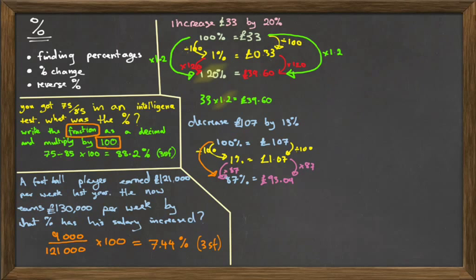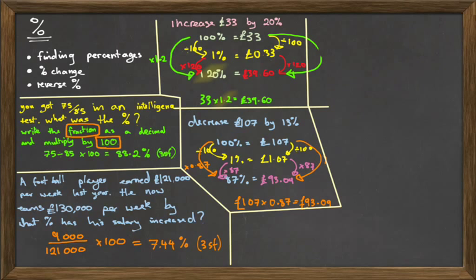Okay, that's the method that I'm suggesting. Find 1%, then find the percent that you want. Decreasing by 13% will give you 87%. The fast method then. To get from 100% to 87%, you just times by 0.87. 107 times 0.87 gives you that £93.09. That's the fast method, but there's no reason to do that. You could just find 1%, find 87%.